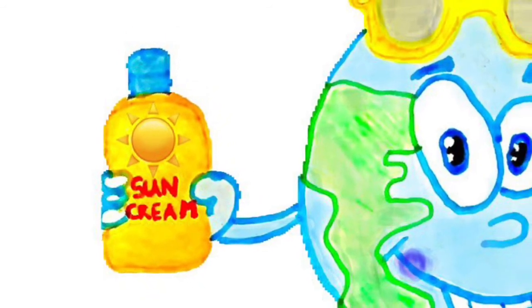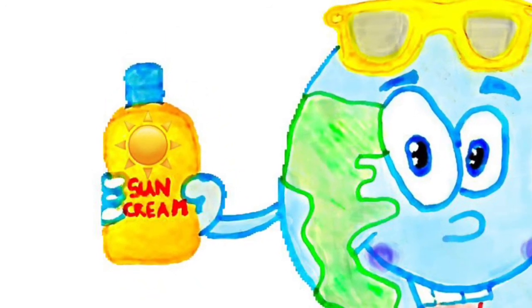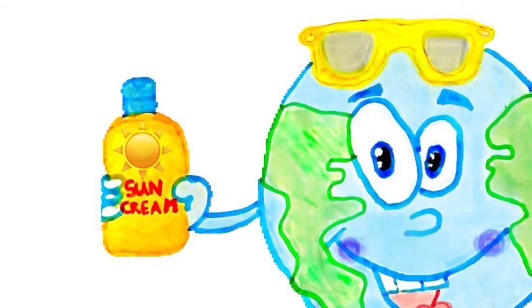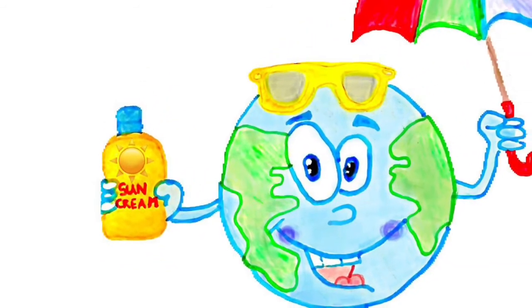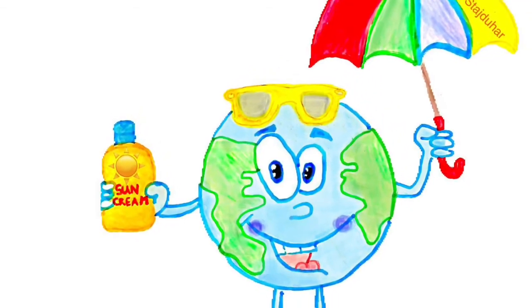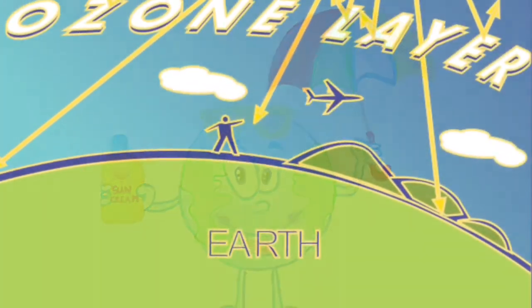This is my little mascot, Planny the Planet. He has to carry around a bottle of sunscreen and an umbrella everywhere he goes because his ozone layer is so holy and thin.